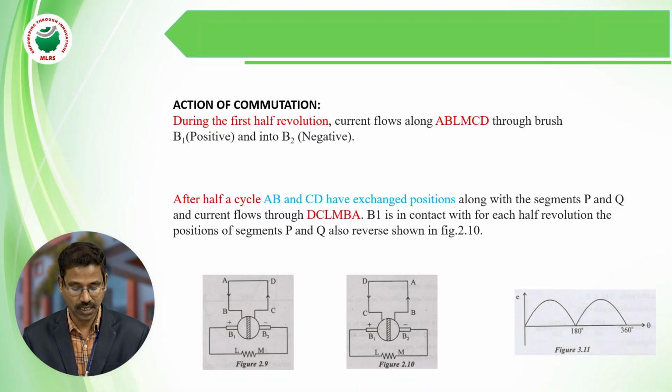In the first half cycle, the current through this coil is a positive half cycle. After the next half cycle, the current gets reversed, meaning the coils under the north and south poles get reversed. The current flowing in the external circuit is unidirectional. So after every half cycle, the current gets reversed with the help of the commutator. This is the action, or the function, of the commutator.